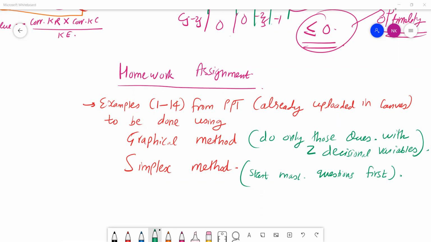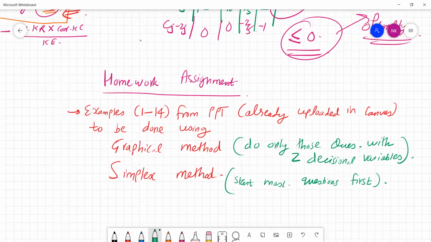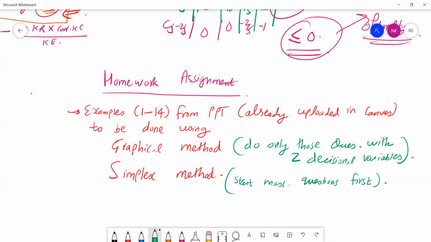Okay. So everybody just look at your screen. I'll just mention something on the whiteboard. This is the homework assignment that you need to do. I already uploaded the PPT in Canvas. In that, corresponding to the linear programming problems, you will find 14 examples. The same 14 examples we discussed as part of mathematical modeling. Just remember the very initial phase where we started the discussion about mathematical modeling.